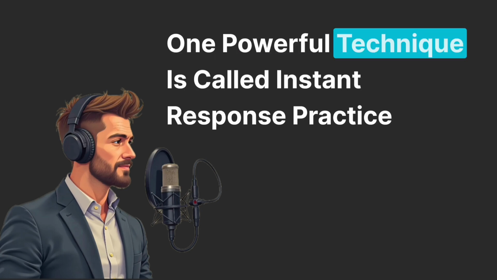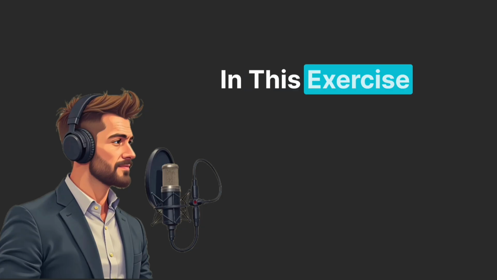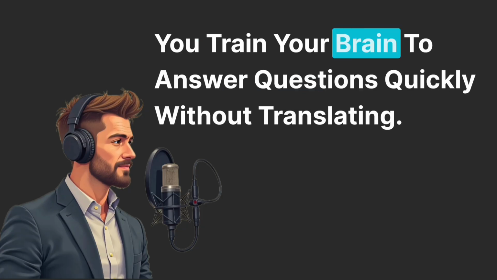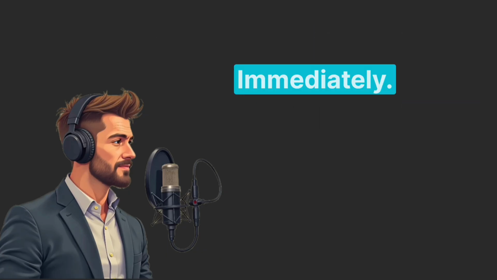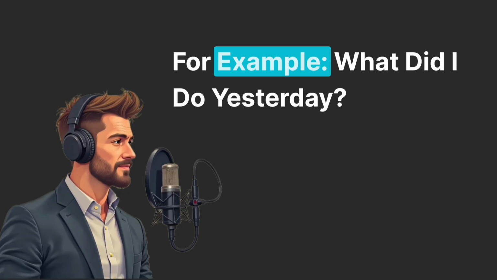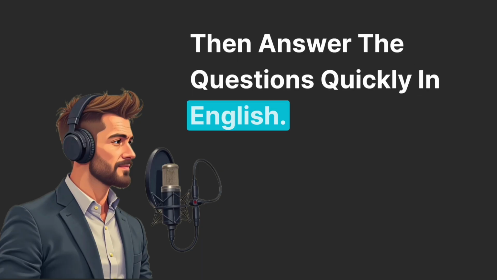One powerful technique is called instant response practice. In this exercise, you train your brain to answer questions quickly without translating. You can ask yourself simple questions in English and answer them immediately. For example, what did I do yesterday? What is my favorite food? Where do I want to travel? Then answer the questions quickly in English.